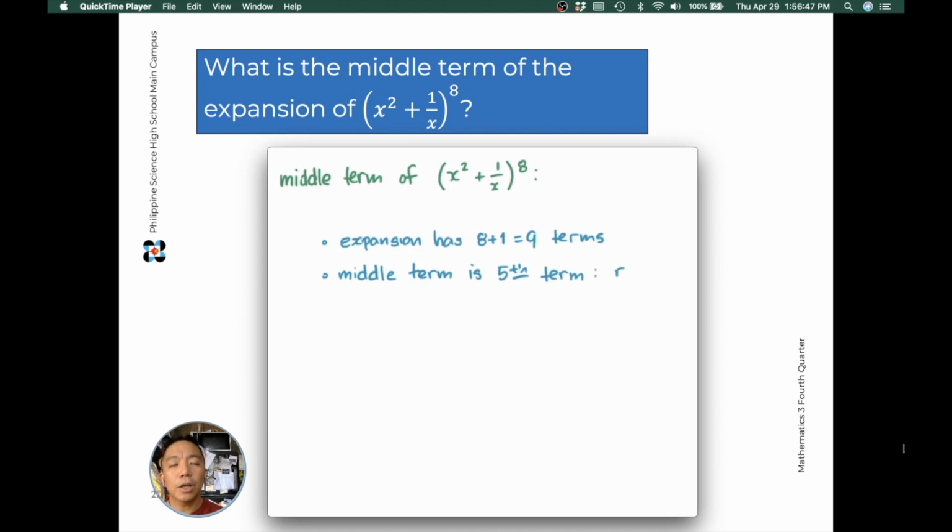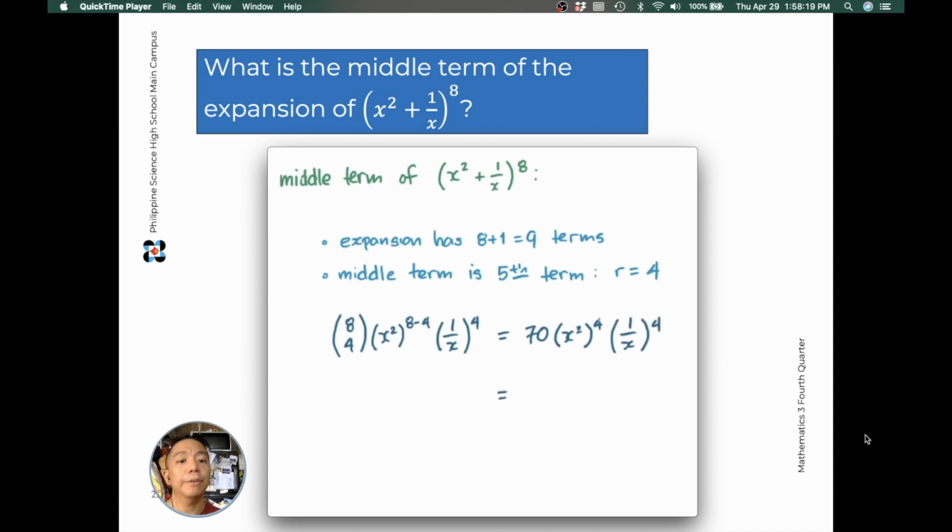So we know that we are looking for the 5th term, and corresponding sa 5th term, this is r equals 4. Because the first term is r equals 0. And knowing that r equals 4, we know that we're looking for the term na ang coefficient ay 8 choose 4. Kasi yung power ni x squared ay 8 minus 4, and yung power ng second term, 1 over x, is 4. And 8 choosing 4 is 70, so we'll have 70 x squared raised to 4 times 1 over x raised to 4. Simplify na lang natin siya.